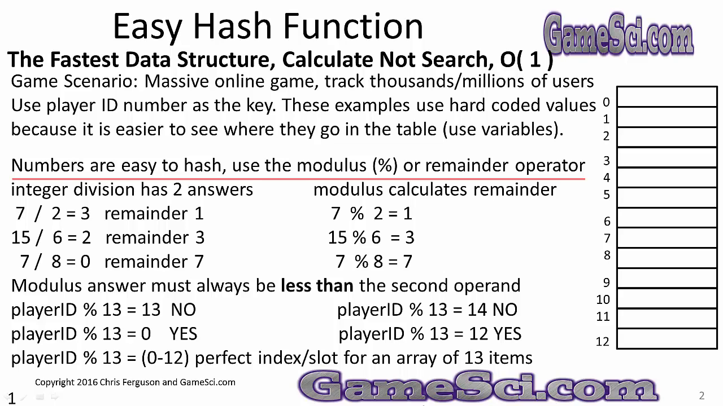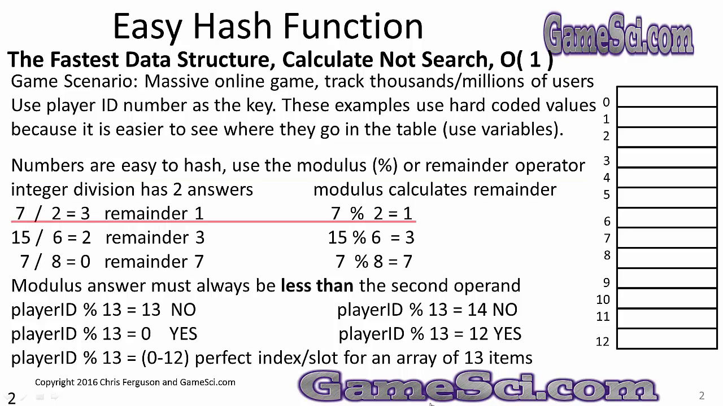Now, numbers are very easy to hash. We'll use what's called the modulus or percent operator, sometimes called the remainder operator. This will be applied to the player ID number that we talked about in a previous slide. Each user that signs up for a game is assigned a unique integer that identifies them so we can track them during the game. And of course, we can track the money they've spent or the money they've paid into the game.